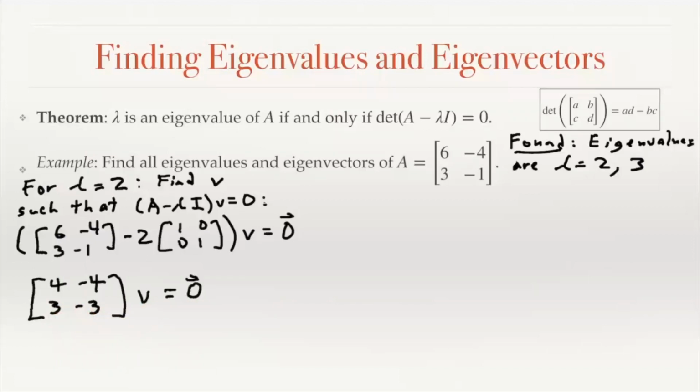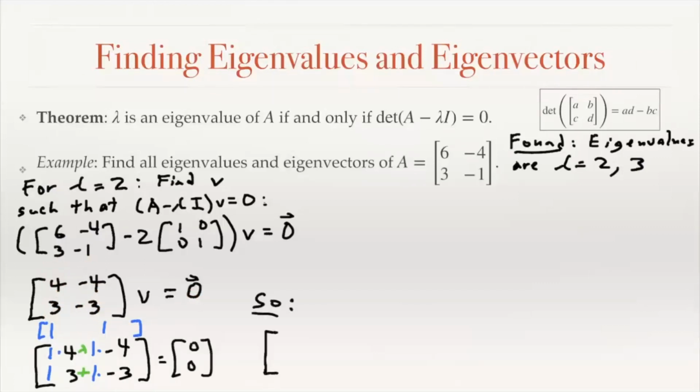Can you think of any numbers that we can sprinkle down on columns 1 and 2 to yield 0 after addition? If you're thinking 1, 1, then indeed that works. When you sprinkle and add, then we indeed get 0, 0. So an eigenvector for lambda equals 2 is 1, 1, and any scalar multiple of it.